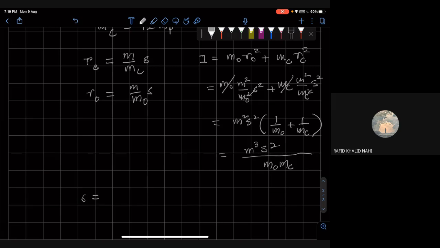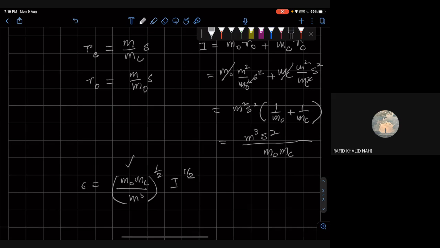Therefore, S is going to be the square root of I divided by the reduced mass, M_O M_C over M. So here, you know this, you know this, you know this, so you know this.